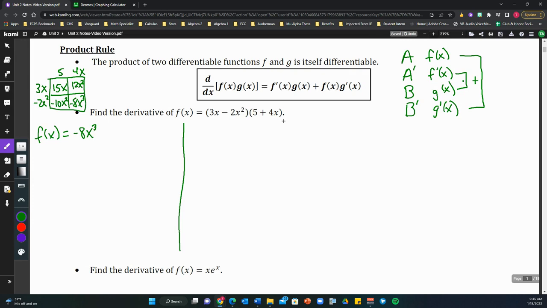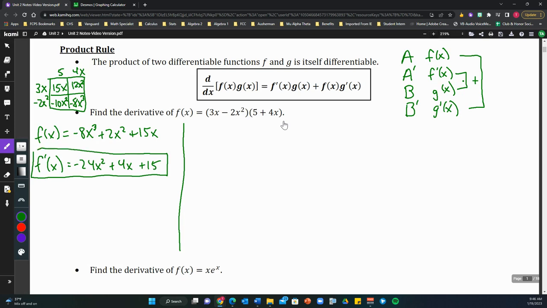So I get negative 8x cubed plus 2x squared plus 15x. So this is the other form of this expanded polynomial. Because when you start with a polynomial times a polynomial for your f and g functions, you always have the ability to multiply them out and just get a long string of polynomial terms. So this is really just a power rule problem. So we would get negative 24x squared plus 4x plus 15. So this is the answer.